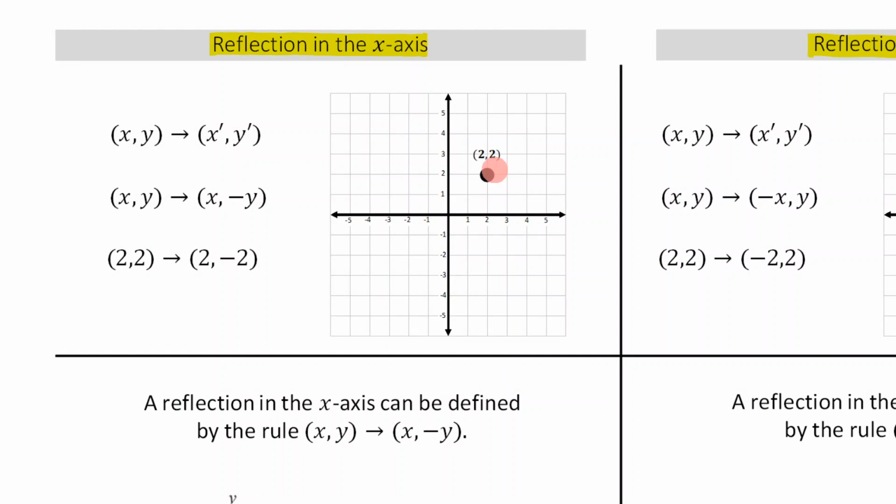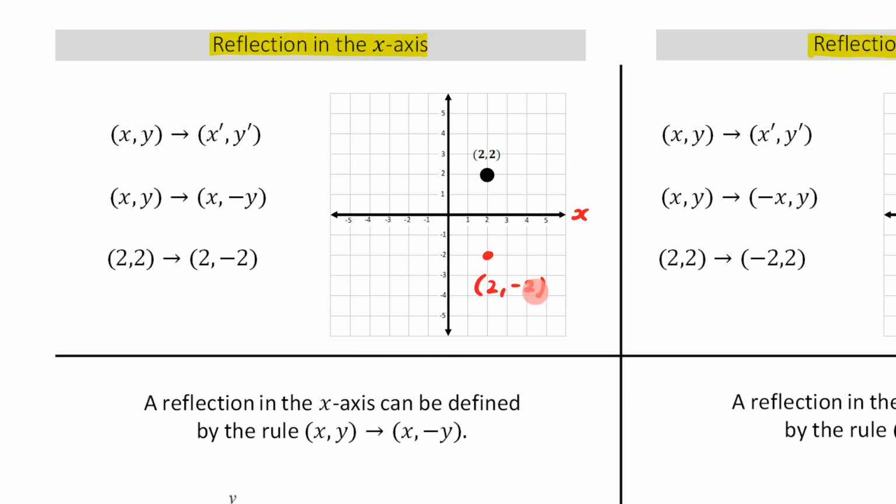So here is a point, (2, 2). If I was to reflect this in the x-axis, it's now going to be here. Now, what's the coordinates of this point right here? Well, it's going to be (2, -2). So as you can see, when we reflect in the x-axis, it's my y value that changes sign. My y value went from 2 to -2.